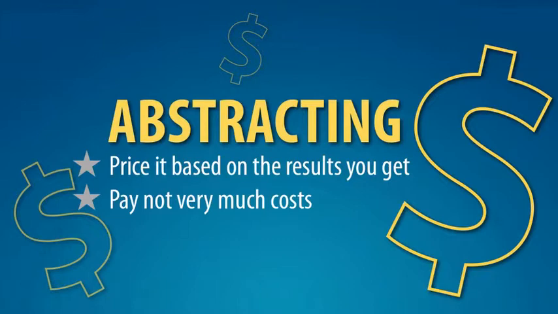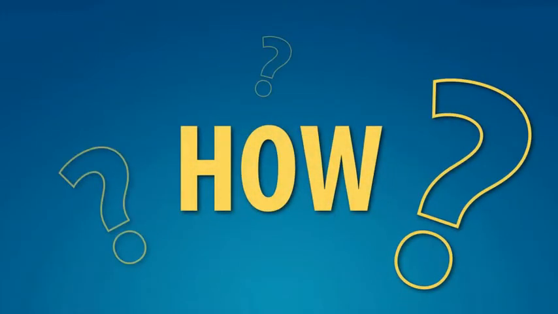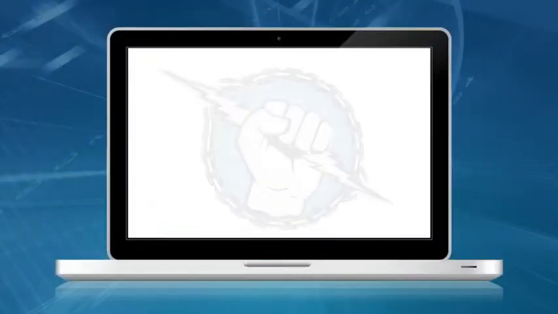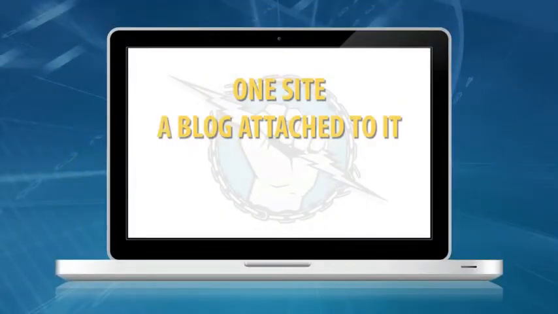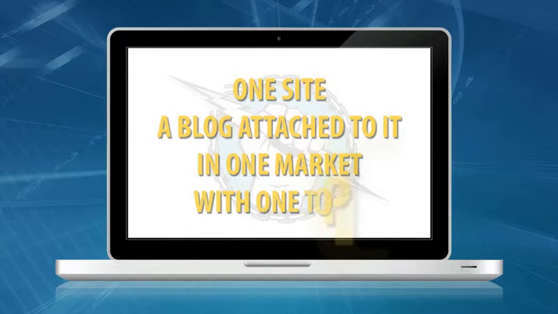So if you wanted to do abstracting for yourself or for your own clients, what would you need to get started? Well, first off, if you've already got clients, you'll probably be signed up for Link Liberation pretty soon anyway. And you can get the long version of this story then, along with the rest of the Link Liberation strategies. So let's focus for now on how you do this with one site with a blog already attached to it, in one market, with one topic.